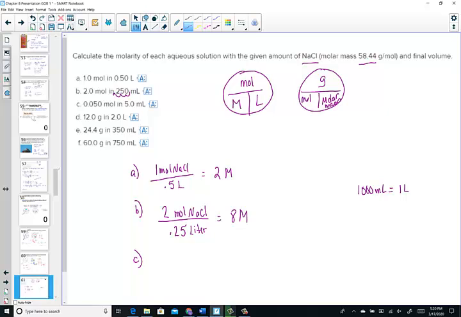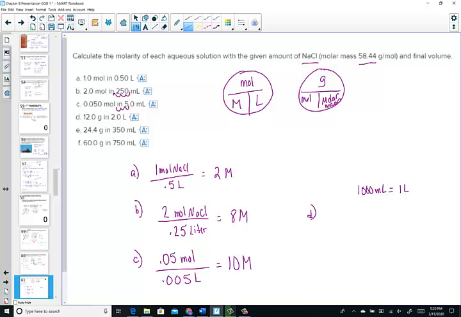Letter C, 0.05 moles in 5 milliliters. That's 0.005 liters. Move the decimal 3 spots to the left to turn milli into a liter. 0.05 divided by 0.005, and you have 10 molar.